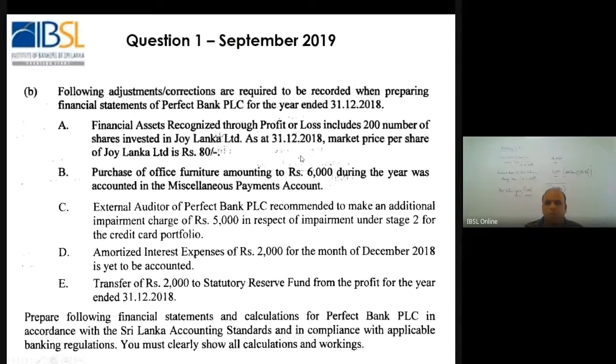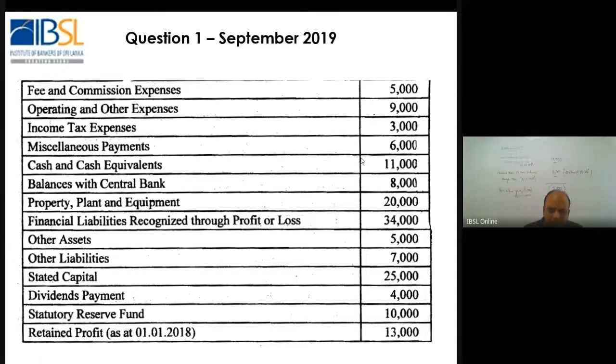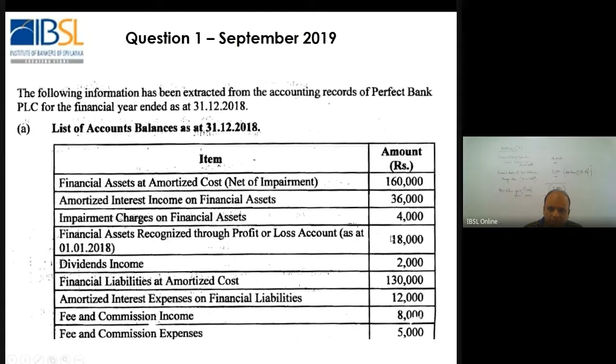Now, what you need to know is how we adjust this in the financial statements. In the financial statements, there will be one line which says fair value gain or loss from financial assets recognized through profit or loss. There you will have a debit of 2,000, and the credit will go to the financial assets recognized through profit or loss, which is your asset. You see this fourth line, 18,000? Now it will become 16,000.